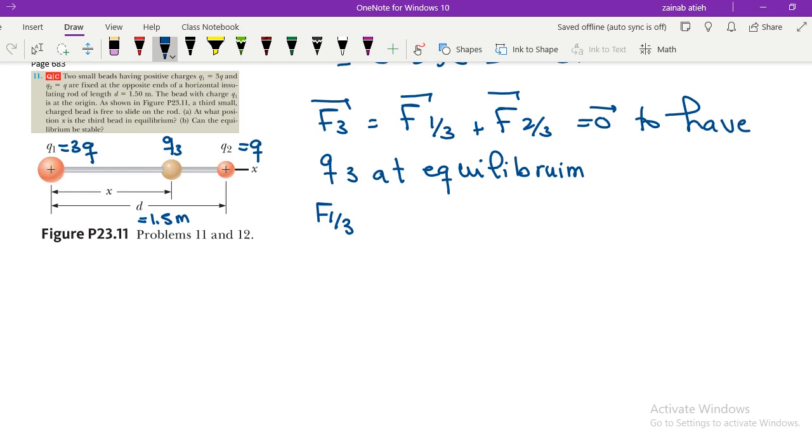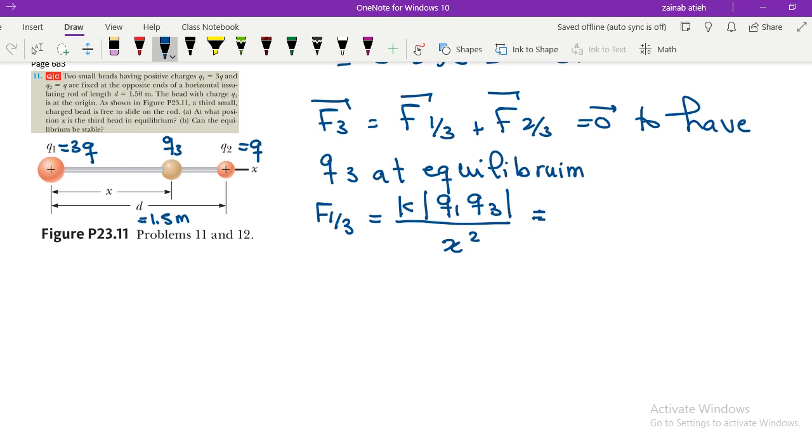So F1 on 3, it's equal to K absolute Q1 Q3, because it is the interaction between 1 and 3, over the distance between 1 and 3. The distance between 1 and 3 is x, so it's over x squared. Remember, we are searching for x. Okay, so I will substitute Q1 for its value. Q1 is equal to 3Q. Q1 is positive and 3Q is positive.